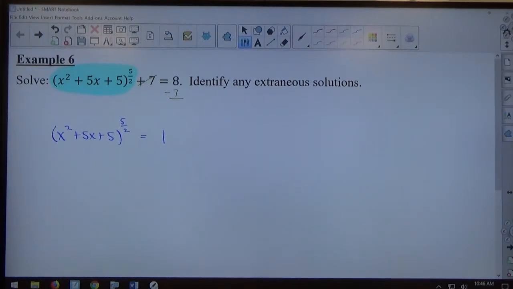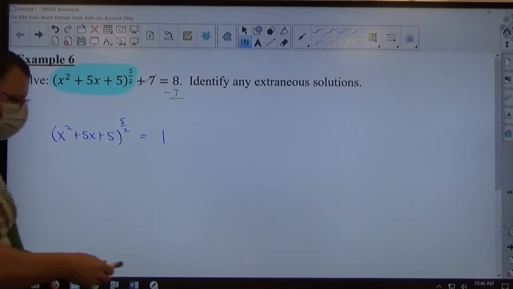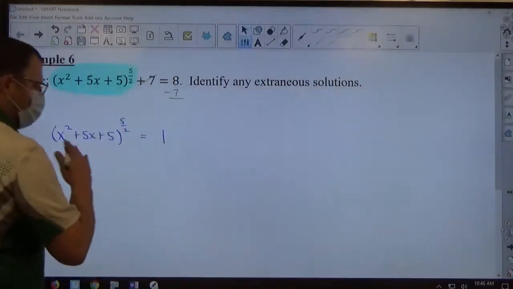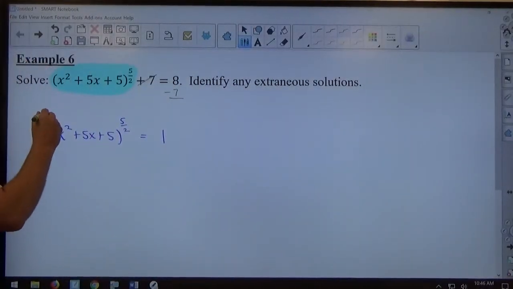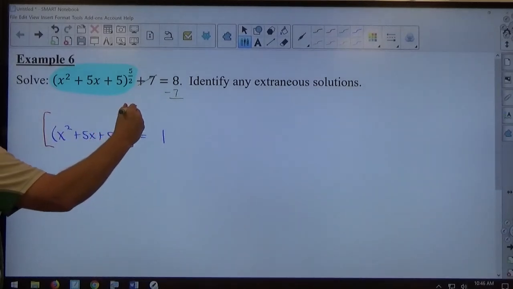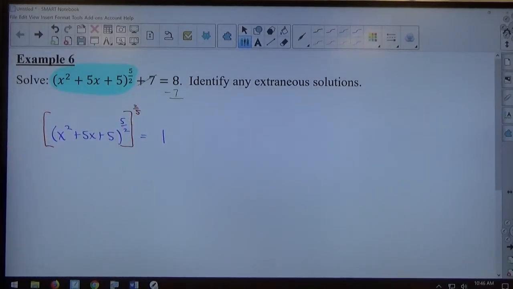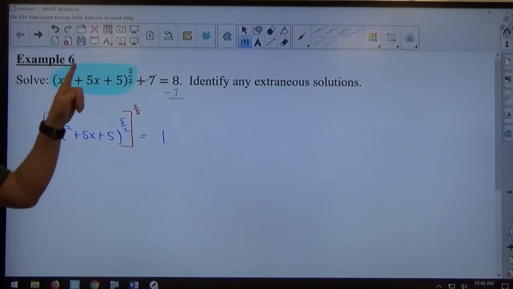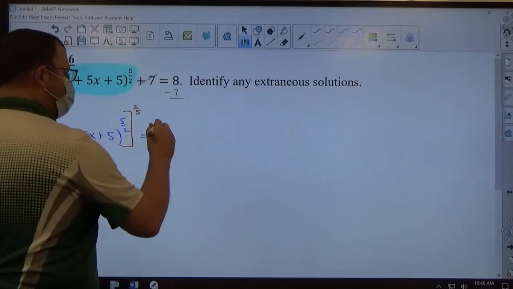Now, in order to get rid of a fractional power, we're going to have to raise both sides to the reciprocal power of that object. So, when I look at this fractional power object, I want to raise this whole thing to a power, and the power I want to raise it to is going to be the reciprocal of that power, in this case the 2/5 power. Which means I have to raise that other side also to the 2/5 power.